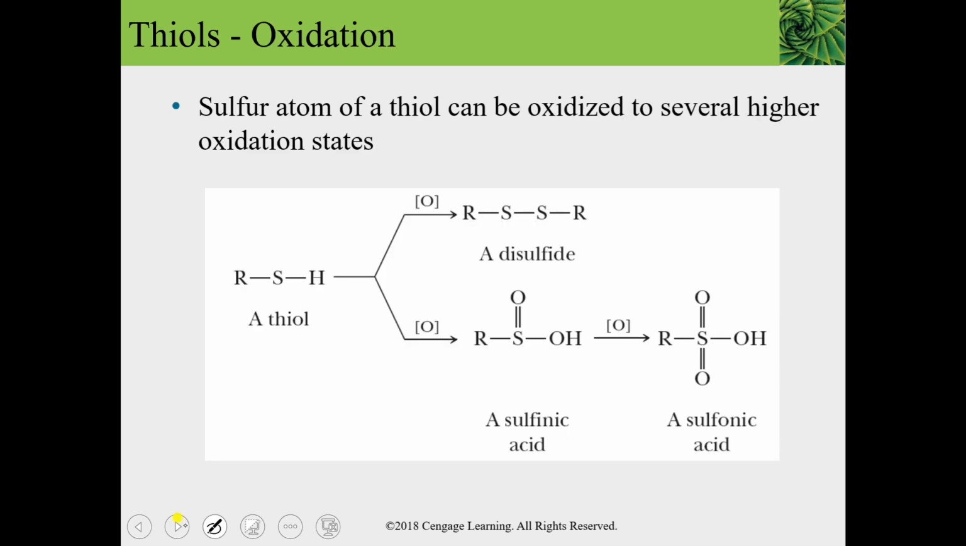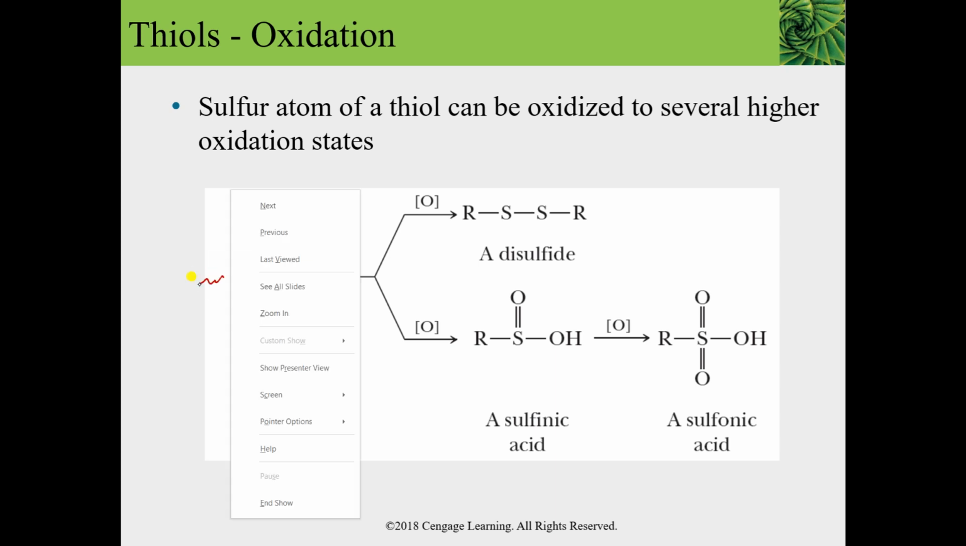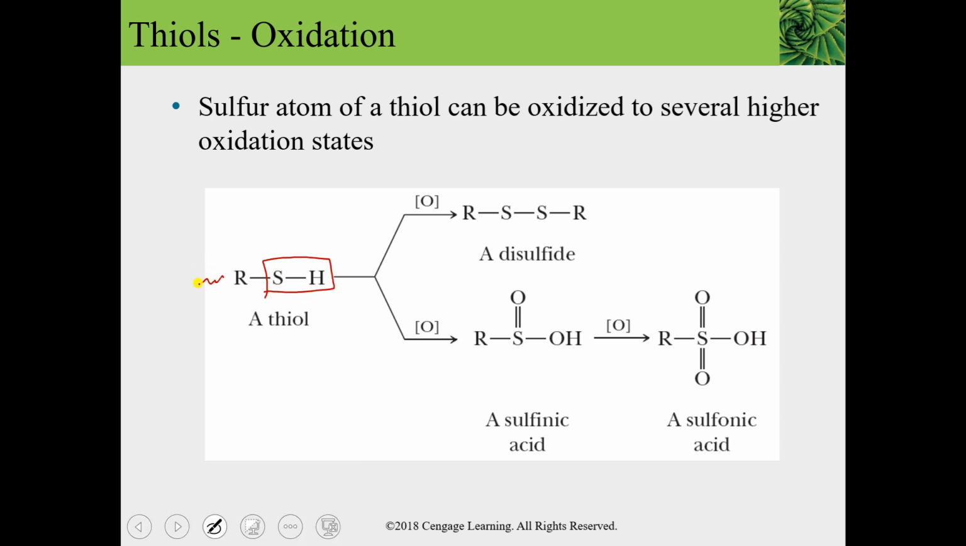So the sulfur atom can be oxidized to several different oxidation states. What do we mean by that? Well, here's my thiol attached to some carbon group. We don't really care what the carbon group is. A couple of things can happen. We can oxidize it to get a disulfide. You see this a lot in biochemistry and biology. Or we can oxidize it to get a sulfinic acid. You should recognize that it looks very similar to the carboxylic acid. Instead of a carboxylic acid, we're getting the sulfinic acid.